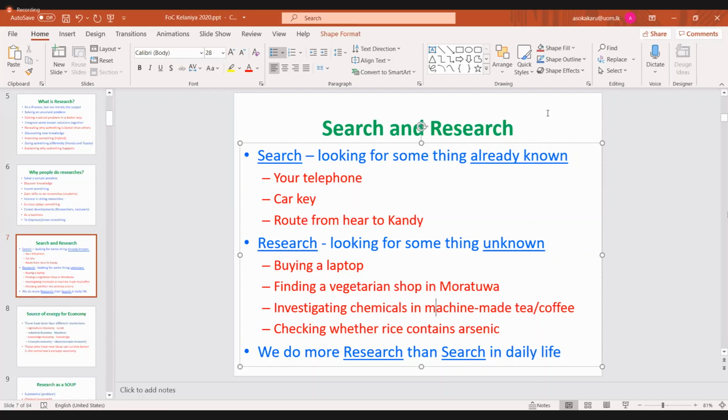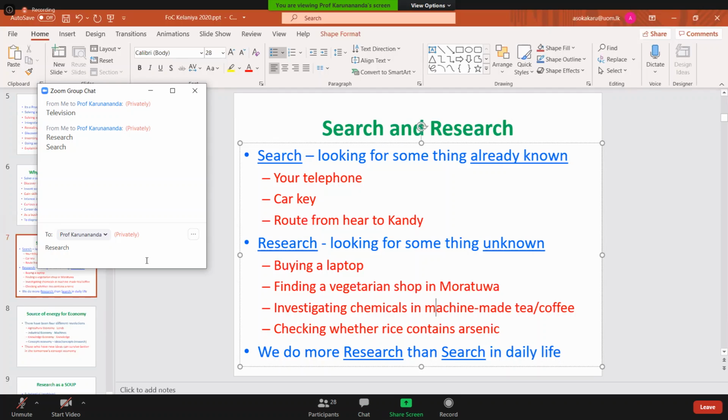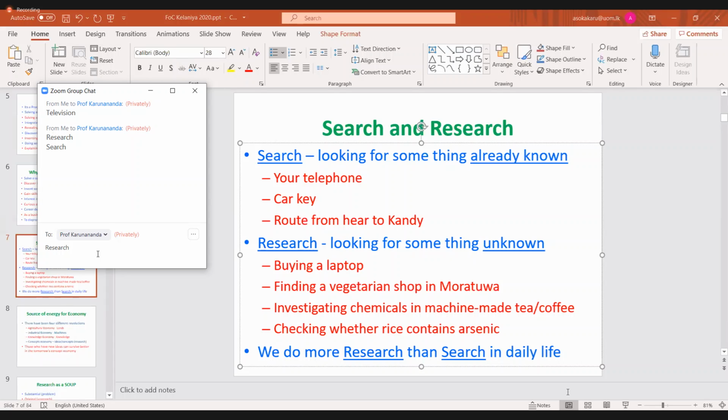Okay. Suppose you went on a trip. So then you had a puncture in your car. It is at night, or by evening actually. Now you have to find a tire shop nearby for repairing this one. Now what do you do? Are you searching for a tire shop or you are researching for a tire shop now? Searching or researching?